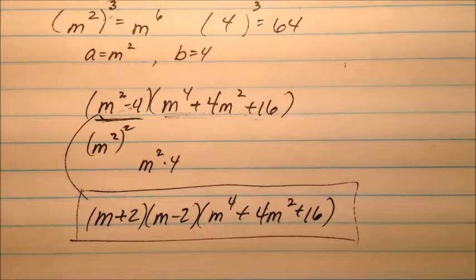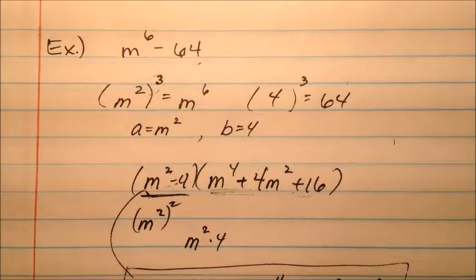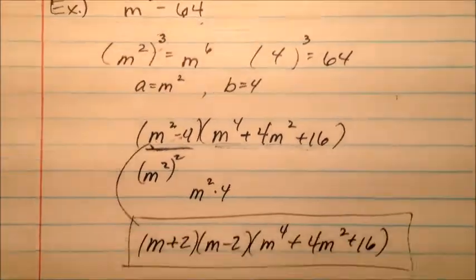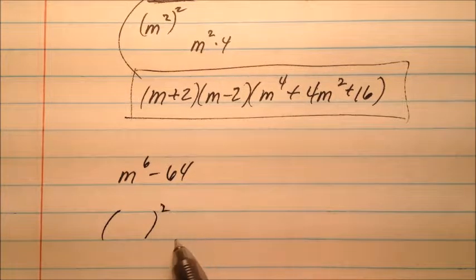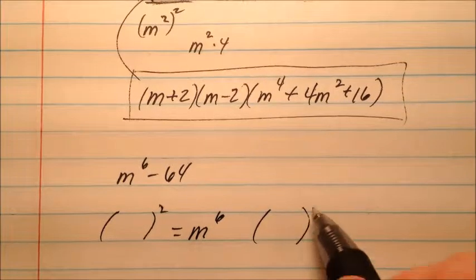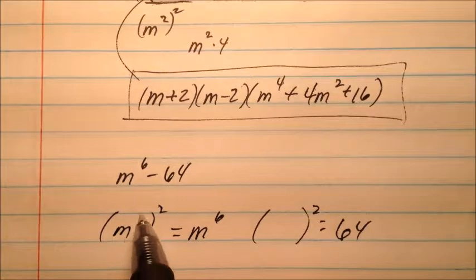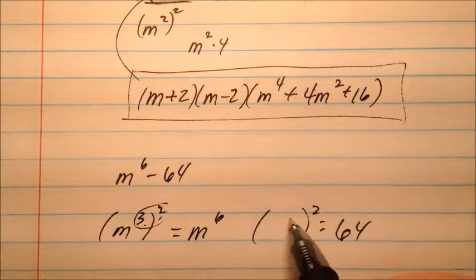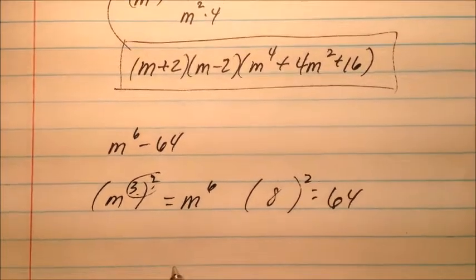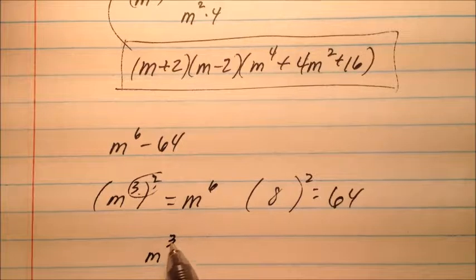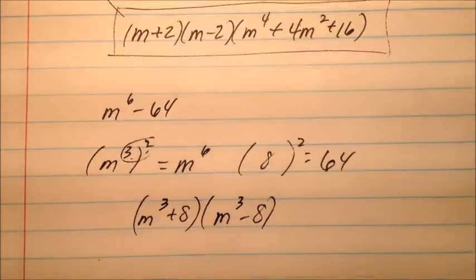We could also look at this another way. What if we had started by doing difference of squares, like I mentioned before? Because m to the 6th minus 64 could be difference of squares. We could ask ourselves, what got squared to give us m to the 6th, and what got squared to give us 64? Well, m cubed got squared, and then 8 squared makes 64. So if we have this, we're going to have the difference of squares, so it'll be m cubed plus 8 and m cubed minus 8.